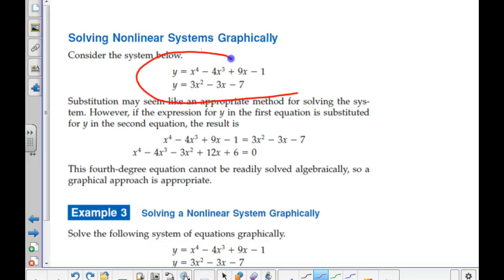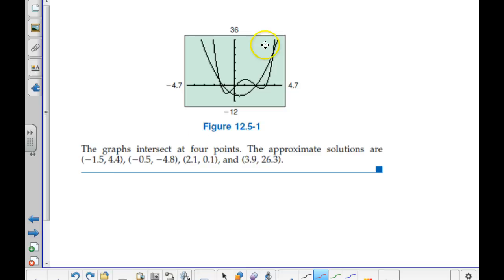If it said solve this system, I don't think algebraically is looking very fun. No, it's not. But we can solve it graphically. Let me show you the next slide. I copied it out of the book. But you get something that looks like this.